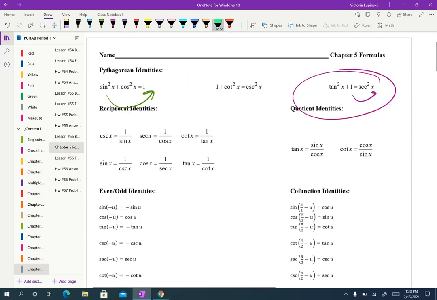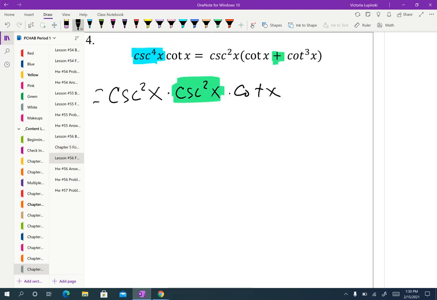So going back to my formula sheet, if I look at the cosecant squared, that is equal to 1 plus cotangent squared. So I'm going to go ahead and replace that second cosecant squared with a 1 plus cotangent squared.